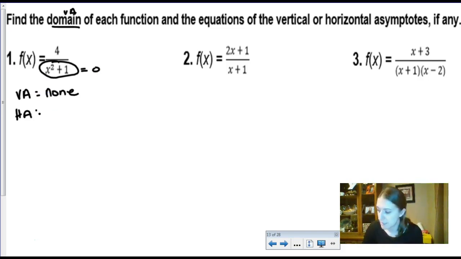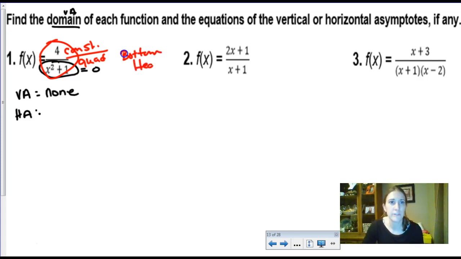And then the horizontal asymptote is when you compare the degree of the numerator to the degree of the denominator. So we have a constant over a quadratic. Well, the quadratic's much larger. So if I think about it being bottom heavy, remember our little cheat sheet for this? A bottom heavy ratio would indicate that the horizontal asymptote is at y equals 0.